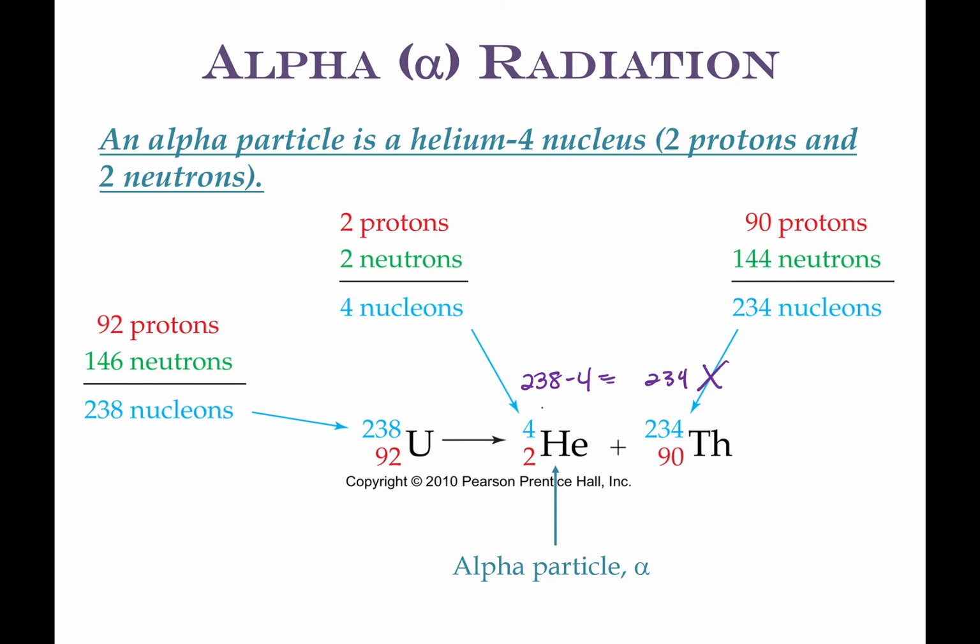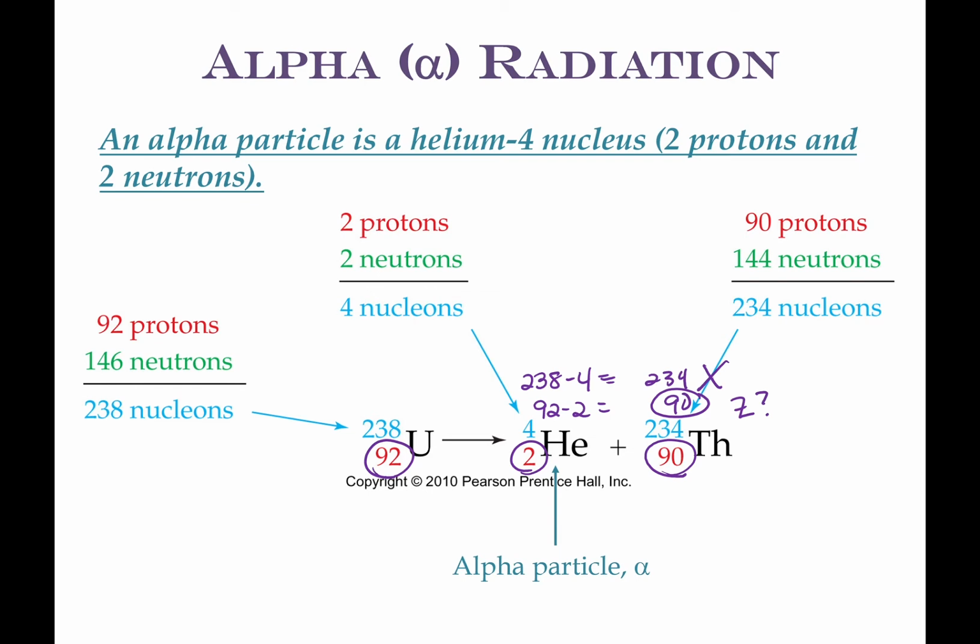But what is the Z going to be? So we need to know what the Z is going to be. Well, starting with 92 with uranium, 92 minus 2 gives us 90. And then we'll look on the periodic table for element number 90, and in this case, it's thorium.